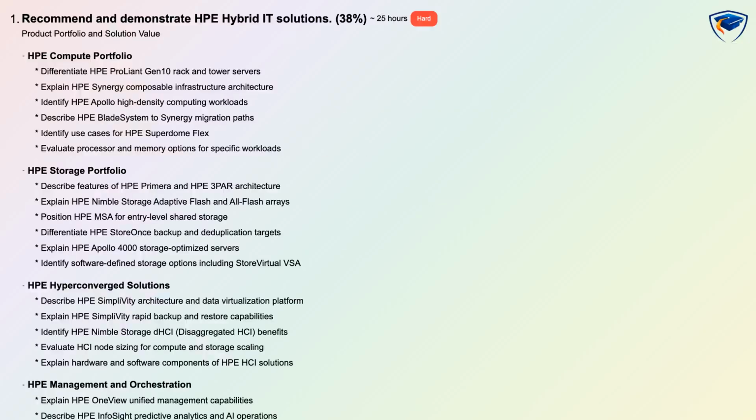Domain 1 is recommend and demonstrate HPE Hybrid IT Solutions, weighted 38%, focus product portfolio and solution value, difficulty hard, with estimated learning time 25 hours and assessment type conceptual plus scenario based. You will learn the HPE compute portfolio, from ProLiant Gen10 rack and tower servers to Synergy composable infrastructure and Apollo high-density systems, and when to use Superdome Flex.